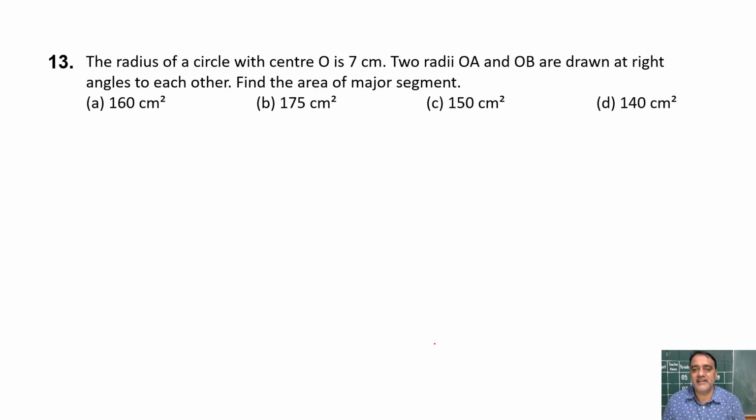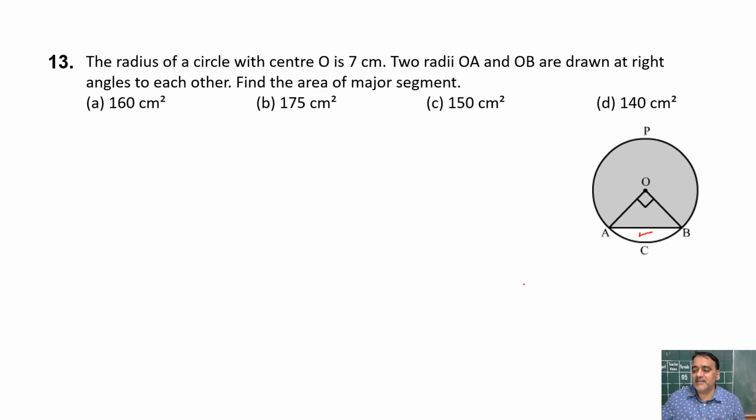The radius of a circle with center O is 7 centimeter. Two radii OA and OB are drawn at right angles to each other. Find the area of major segment. So this is the rough figure, and this shaded part we have to find. This is the minor segment and this is the major segment. So anyhow we have to find minor segment first. फिर उसको सर्कल से माइनस करेंगे.